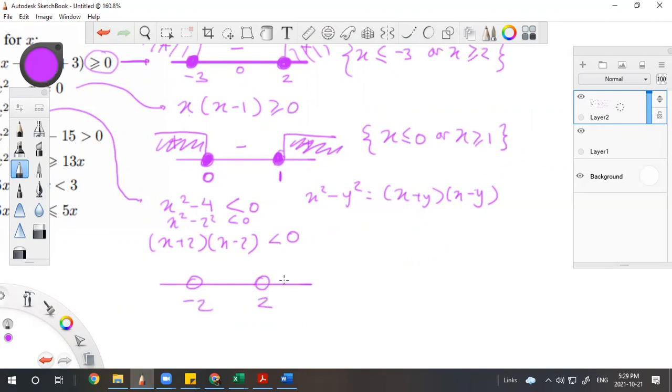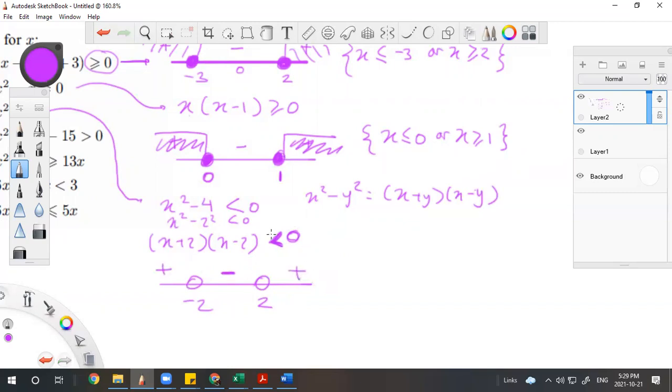And make sure that this is hollow. Why? Because we don't have an equal sign in this case, in this part. Okay, make sure that this is hollow. Yeah, no equal sign. So -2 and 2 cannot be included. So put a hollow circle. And then pick any number, 0, for example. 0 is the easiest representative. Okay, when you put 0, 0 plus 2, 2, 0 minus 2, -2. 2 times -2 is negative. So put negative, and the others are positive and positive.